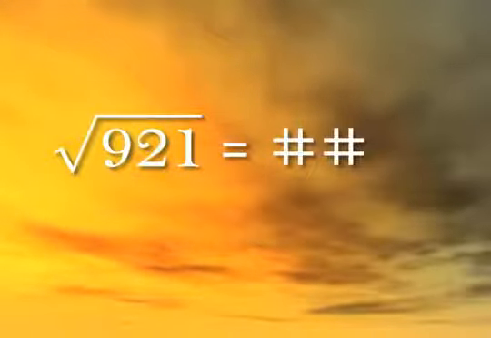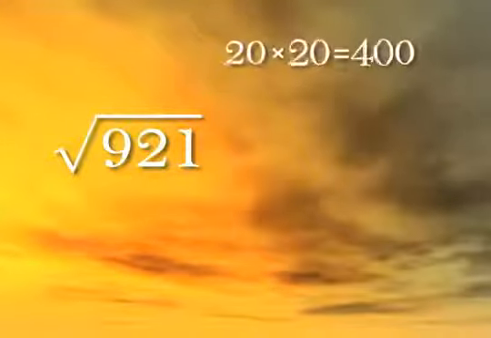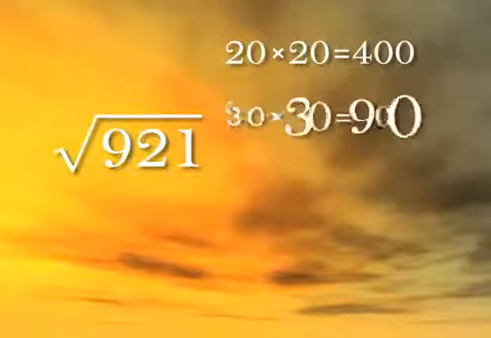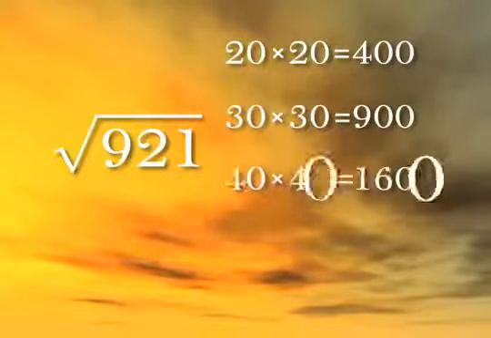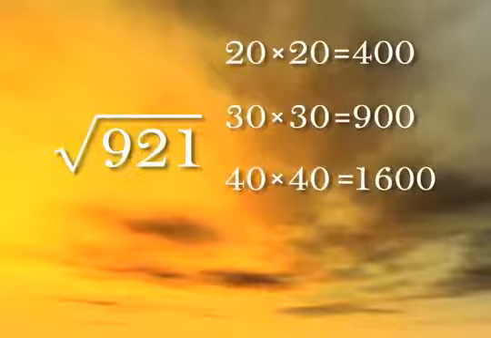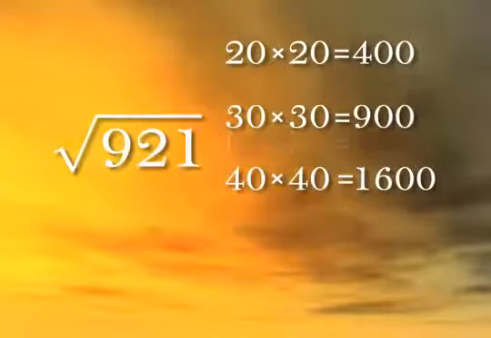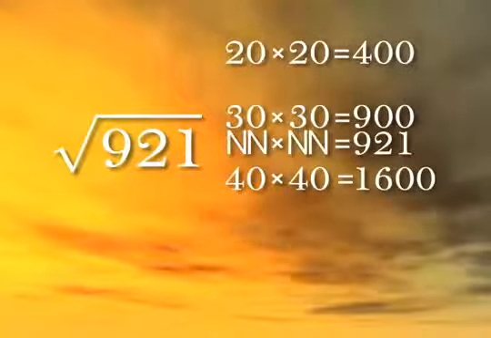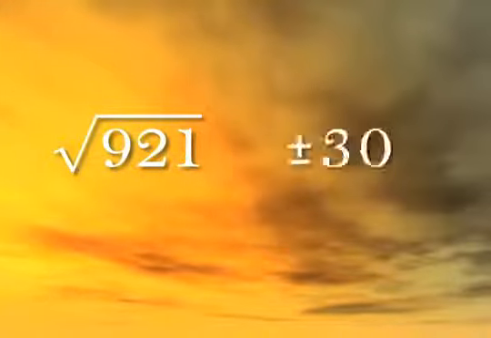Let's take a quick look at estimating square roots. The square root of 921 is going to be a two-digit number. 20 squared is 400, 30 squared is 900, and 40 squared is 1600. So we know that the root of 921 is going to be somewhere between 30 and 40, and probably much closer to 30. 30 would be a good estimate.